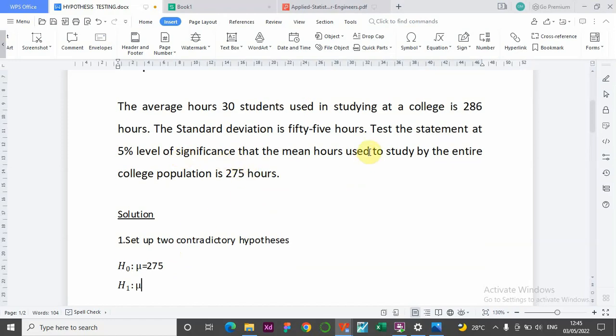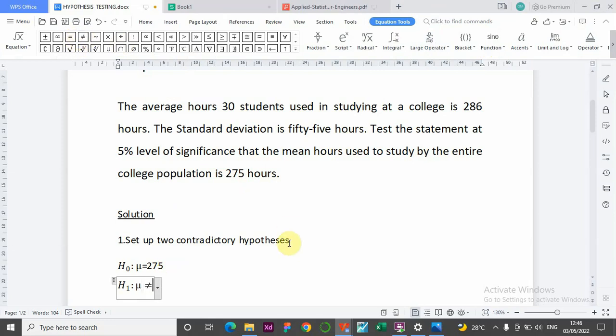Then there's a question I need to ask: is this a one-tail or a two-tail test? From the problem, we are not trying to test that the study hours are greater than 275 or less than 275. No, there's nothing like that. We are just trying to see if it is 275 or it is not 275. So that is a two-tail test. We are trying to test for difference, so I need a not equals to sign.